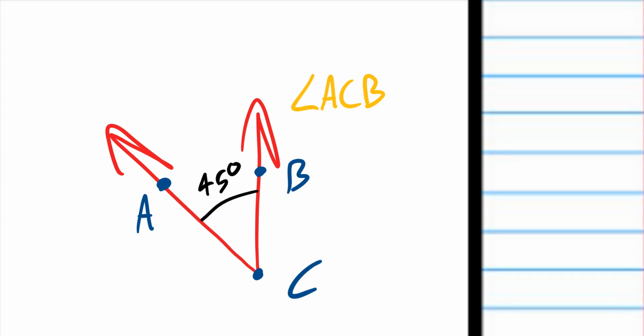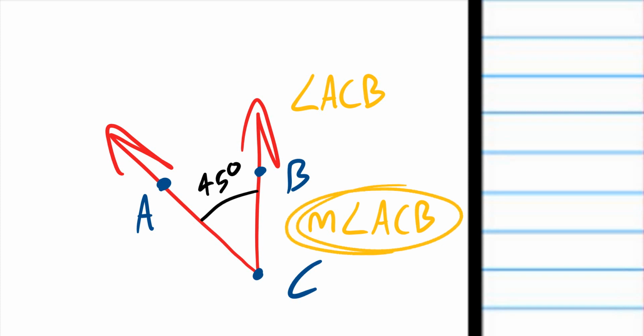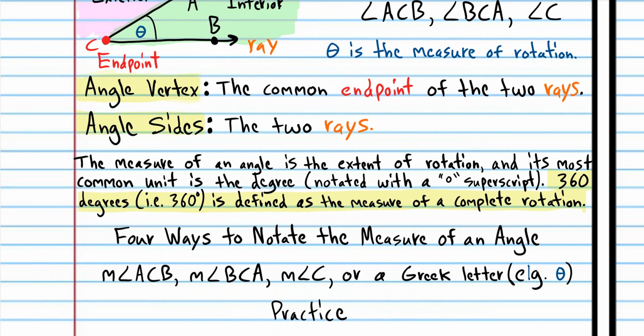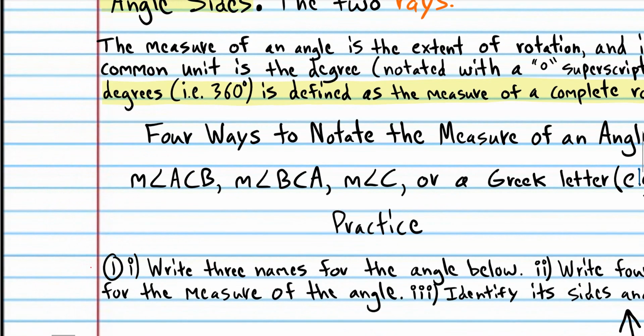But if you want to notate just the measure of the angle, which is a number, you write an M in front of that notation. This is just 45 degrees. That's just a number. Whereas, again, this symbol describes the whole concept of the angle. Now, there's multiple ways you can write the measure of an angle. Again, you can switch those letters around. The only difference, again, is that we're writing an M, which means measure of the angle.